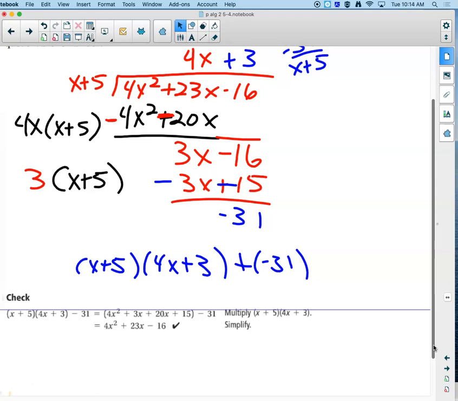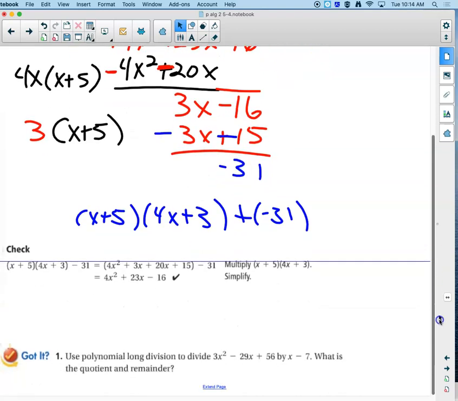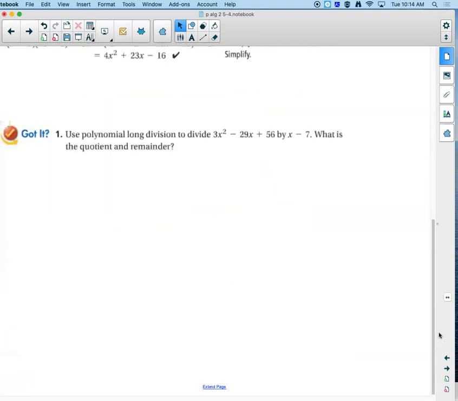So they can be checked. You know, it's not like plopping them into a calculator, but it's checking. All right. Got it, one.